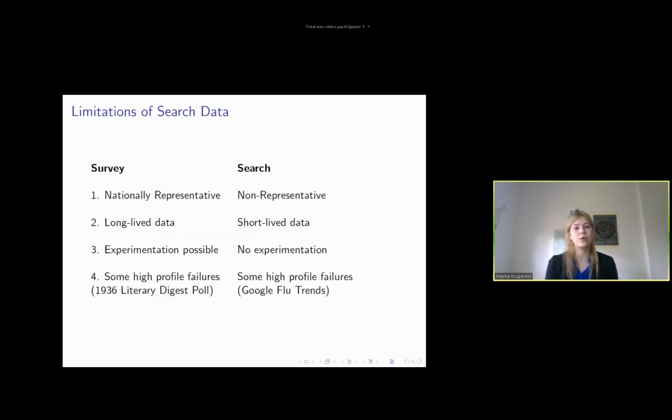So now I hope I've convinced you that search data has quite a few advantages over traditional methodologies that are used to study political behavior. And now I'm going to talk a little bit about the limitations of search data as compared to survey data. I want to be upfront about some of these limitations as well.